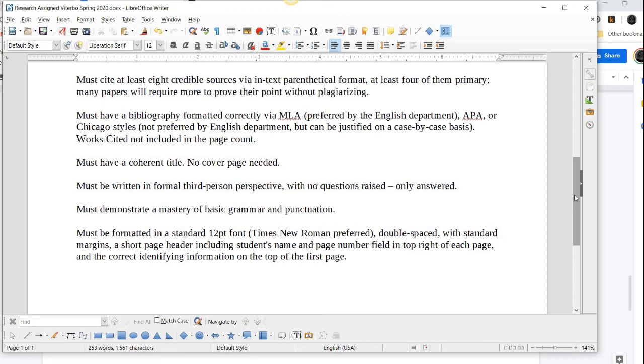Just like we're not going to have long subsections in here, we're also not going to have long cover page formalities. You have to write this in the formal third person perspective. We will no longer, by the final draft, be saying I, you, or we. We will only be speaking in answers in the formal third person. So he, she, they, lots of proper nouns.